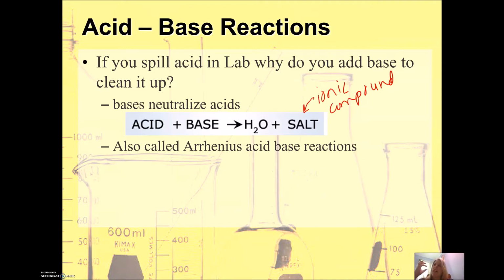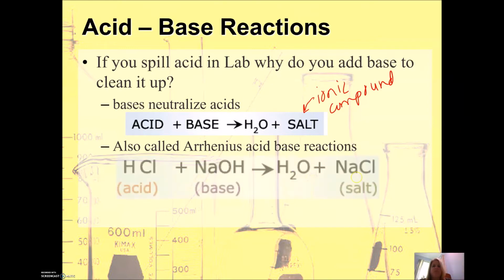And if you think about it, hydrogen ions plus hydroxide ions, H plus OH, right? That's water. So for example, if we take hydrochloric acid and we add it to sodium hydroxide, what we'll produce is water, and what's left? Sodium and chlorine, which is sodium chloride or table salt.